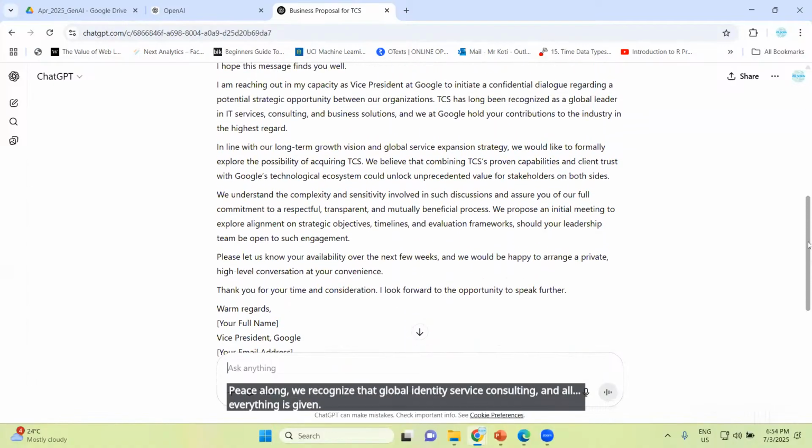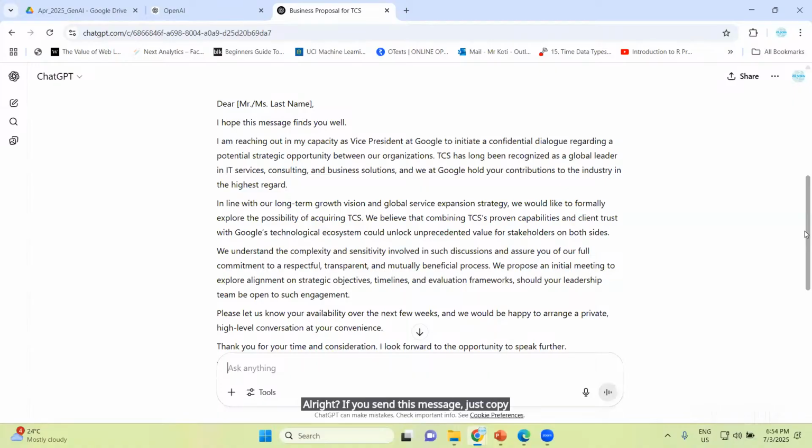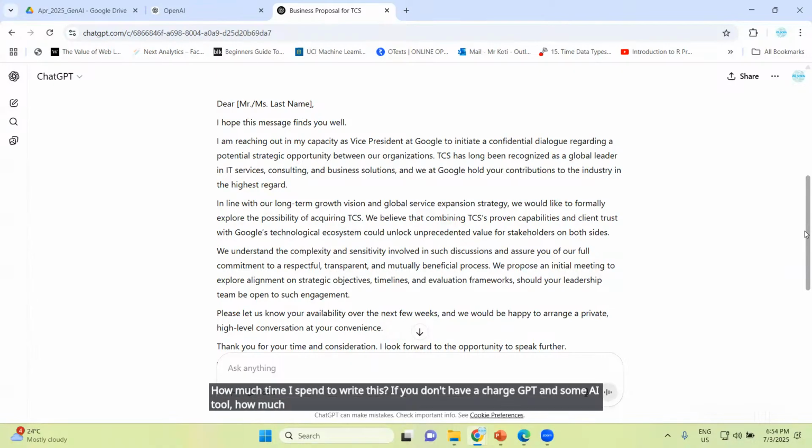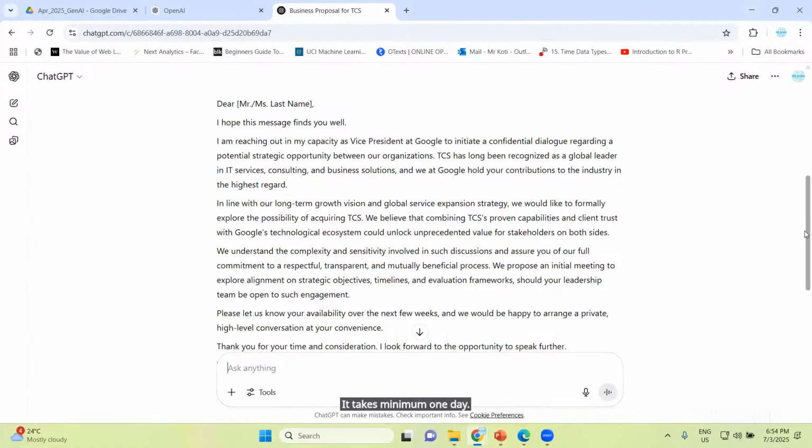If you send this message, just copy, paste, send. How much time would you spend to write this? If you don't have ChatGPT or some AI tool, how much time would it take? It would take a minimum of 1 day, guaranteed. Though you are a vice president, not even one word could go wrong. Then they'll sue us, and we would need to fight the legal battle day by day. That should not happen, right?